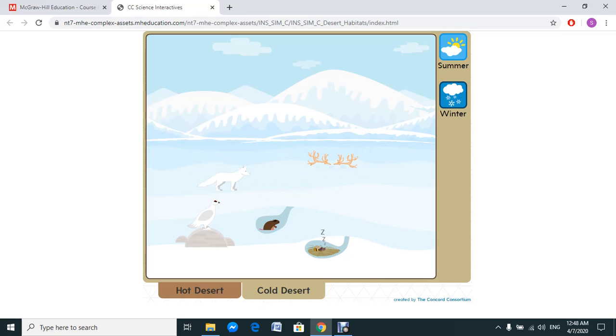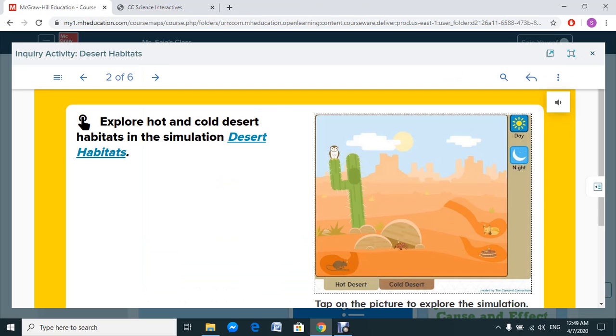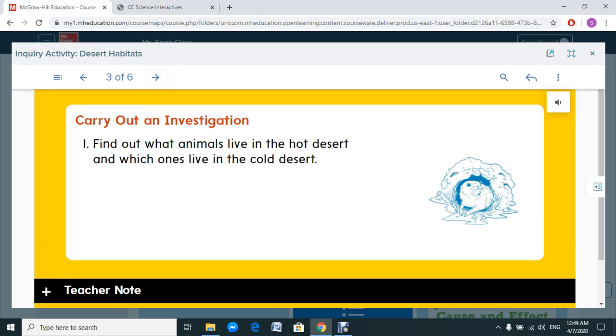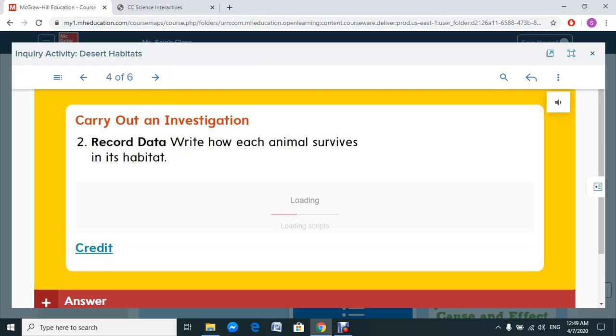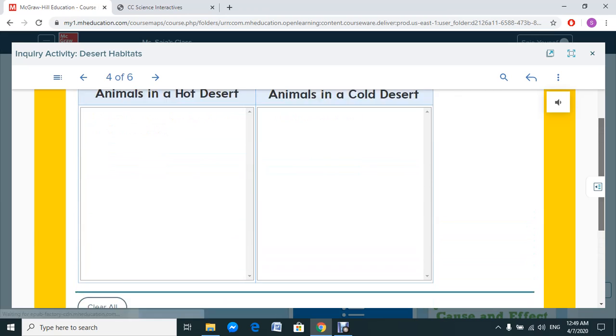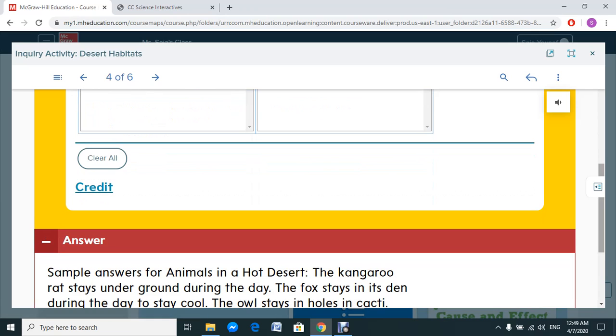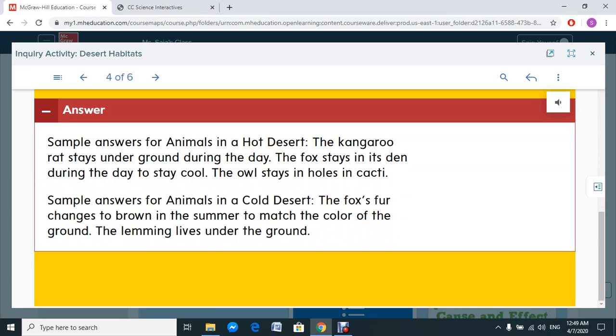Okay, so this activity was about some adaptations in cold desert during day and night, and cold desert during summer and winter. Let's answer questions. Find out what animals live in the hot desert and which ones live in the cold desert. Okay, we saw the online activity, so we must know this. Record, write how each animal survives in its habitat. As you saw, we saw a lot of adaptations. We're going to fill them in the table.